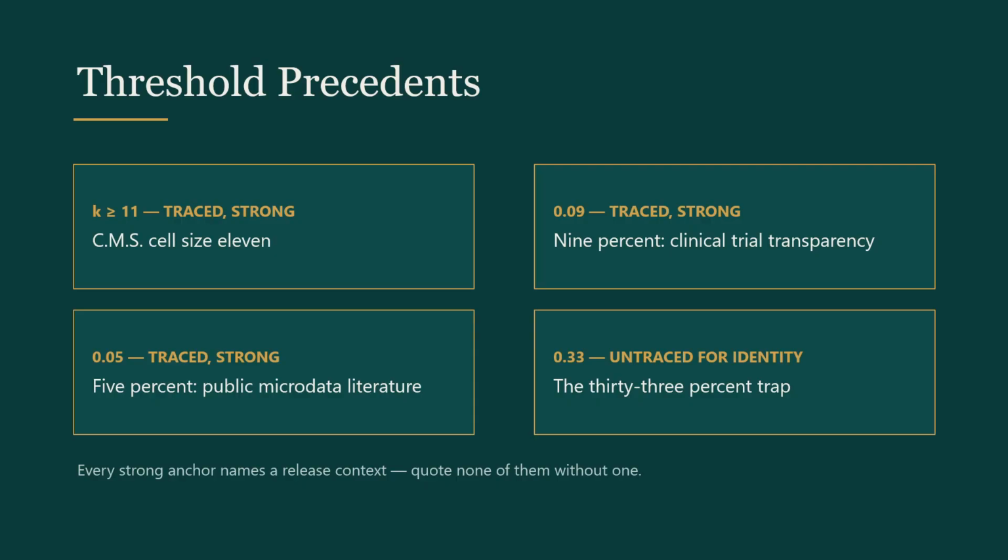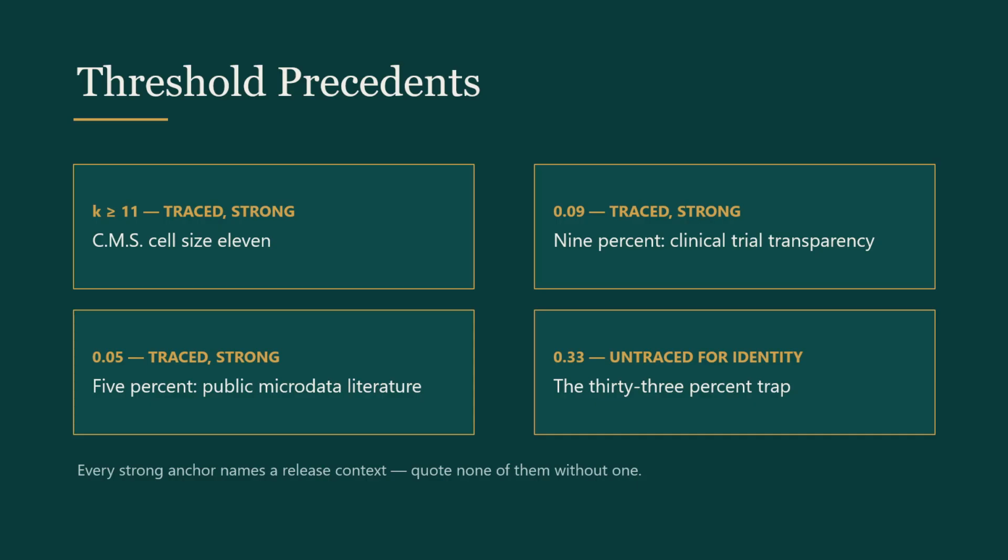Here are the numbers a reviewer will recognize, each with its paper trail. Anchor 1, cell size 11. The Centers for Medicare and Medicaid Services cell size suppression policy forbids reporting any cell describing between 1 and 10 Medicare beneficiaries and requires complementary suppression so masked values cannot be recovered by subtraction. California's health data de-identification guidelines adopt the same floor. Numerators below 11 do not get published.